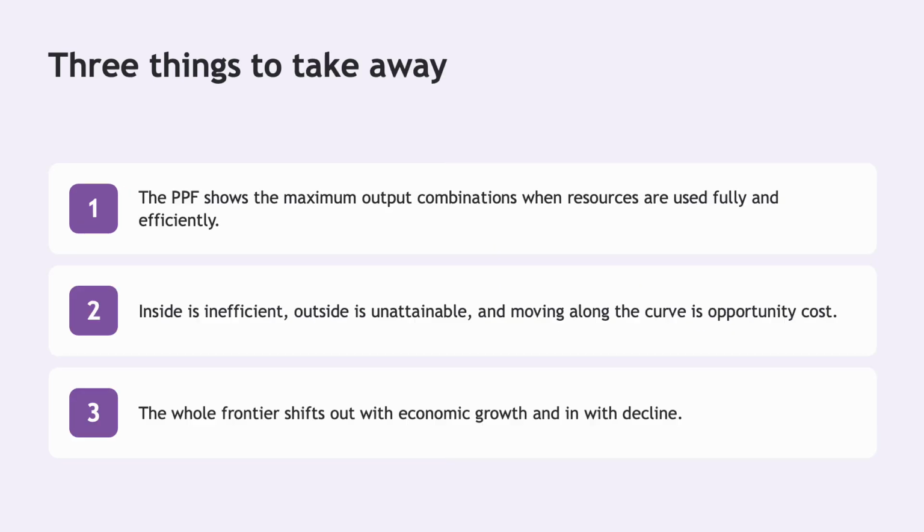Three things to take away. 1. The PPF shows the maximum output combinations when resources are used fully and efficiently. 2. Points inside are inefficient. Points outside are unattainable, and moving along the curve shows opportunity cost. 3. The whole frontier shifts out with economic growth, and in with decline.